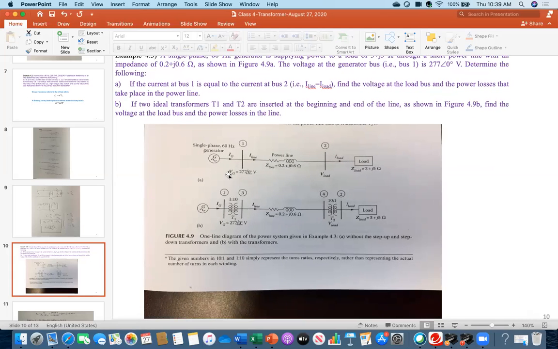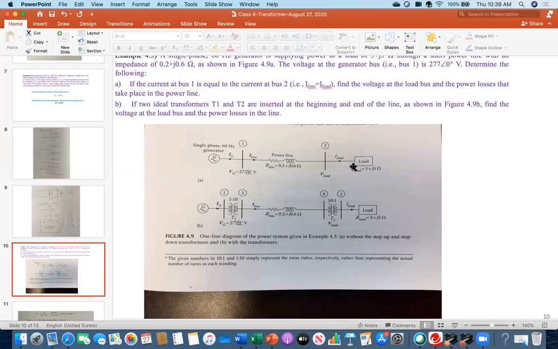Everybody see the diagram. On the left side is the generator, single phase, and on the rightmost side there is the load. The load value is given, and in between is the power line. Clearly you can see this is a series circuit, so it's not difficult yet. The question is to find out what the V load value is.